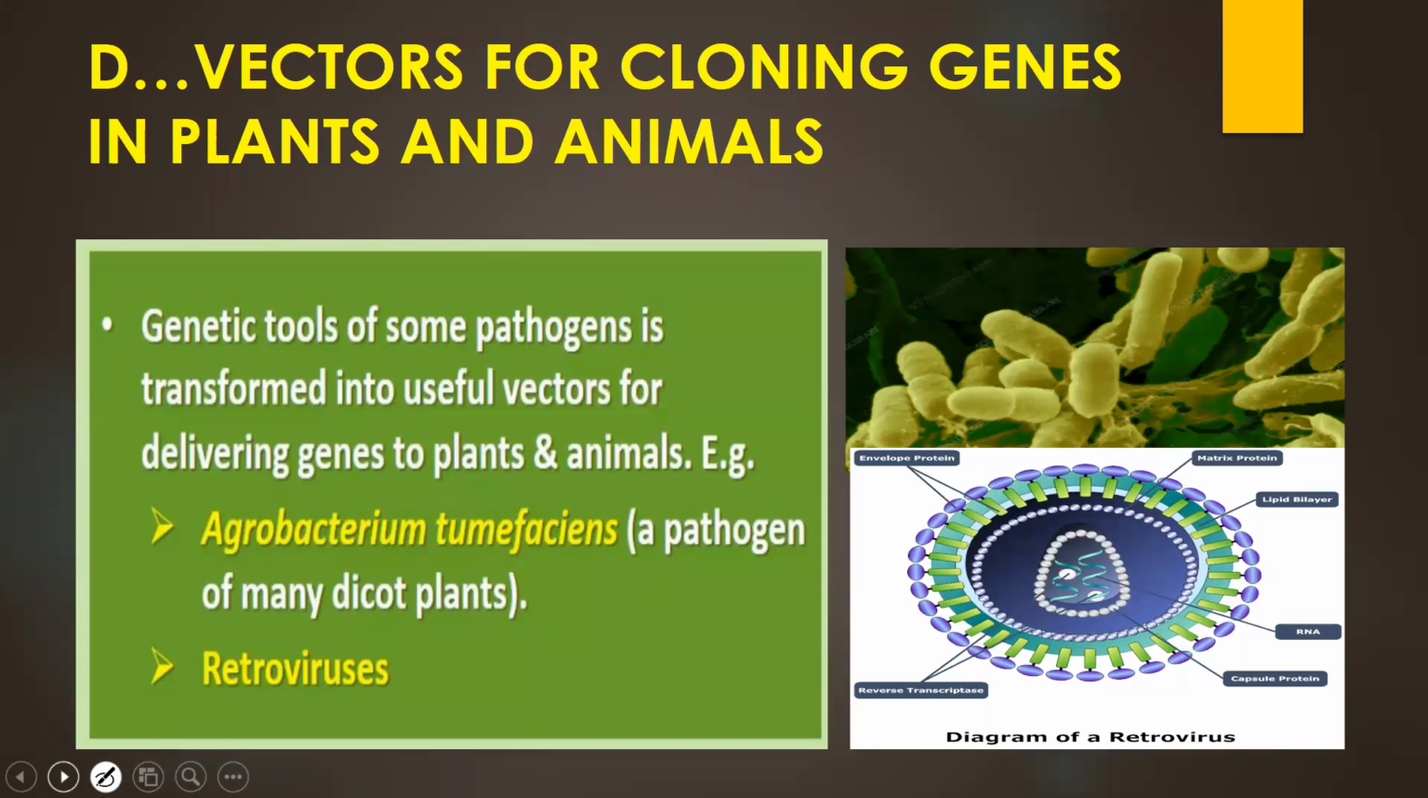Now, children, you know that since ages, when bacteria or viruses attack plants and animals, they transfer their genes into our cells and force our cells to produce what these bacteria or viruses want. So, in biotechnology, the genetic tools of some pathogens are used to deliver the gene of interest. That is Agrobacterium tumefaciens, which is generally used in dicot plants, and retroviruses.